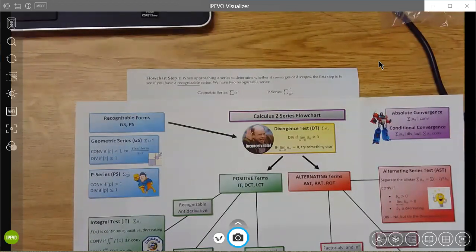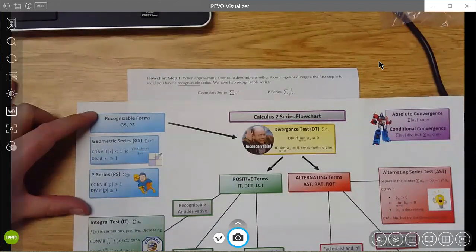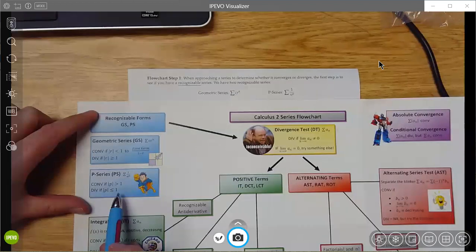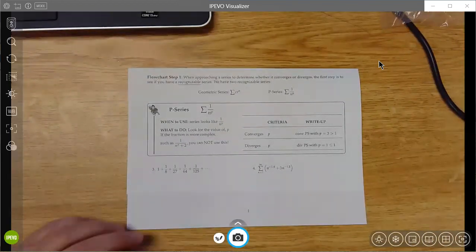Okay, so the first step on the flow chart is to see if you have a recognizable form. So we have two recognizable forms. You've already learned the geometric series. The next series we're going to learn is the p-series. So that's your first step when approaching a series: see if you have a recognizable form.